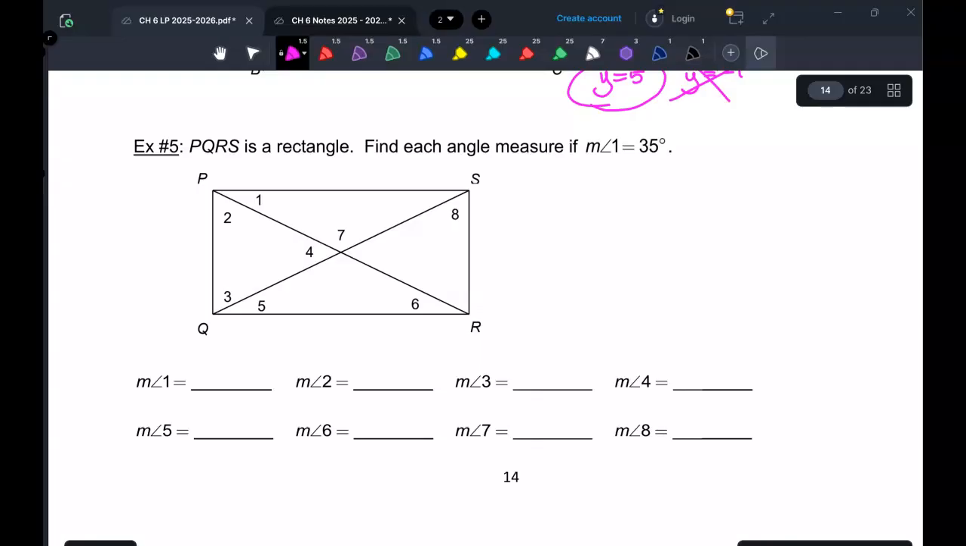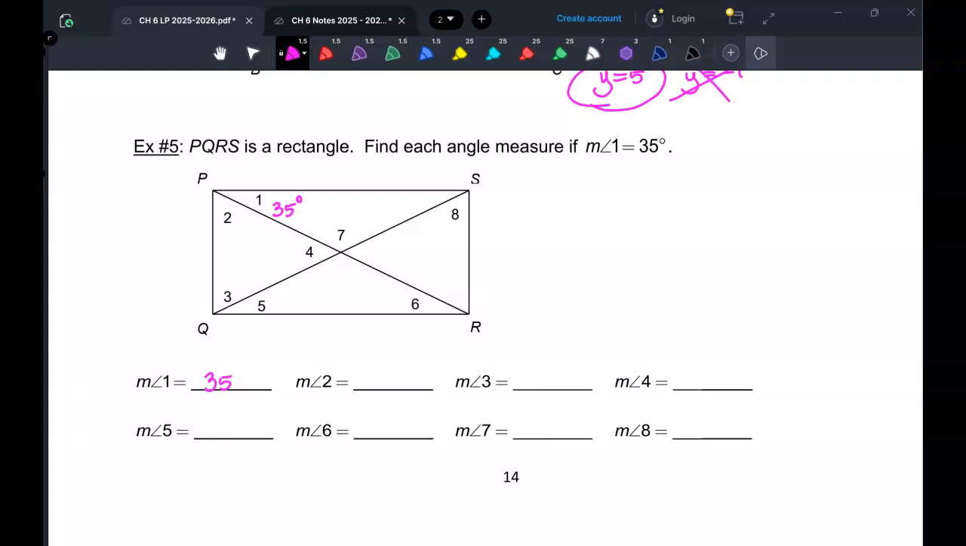Okay, one more of these and then we have another page. PQRS is a rectangle. We only have one angle measure. Angle 1 is 35. Let's give everyone a chance to think about this first.